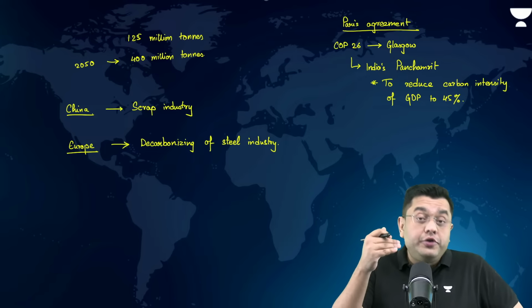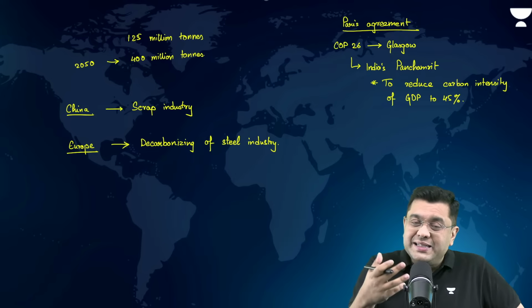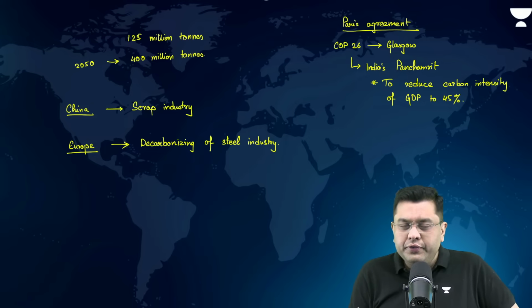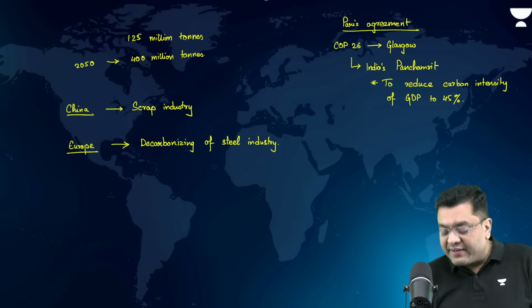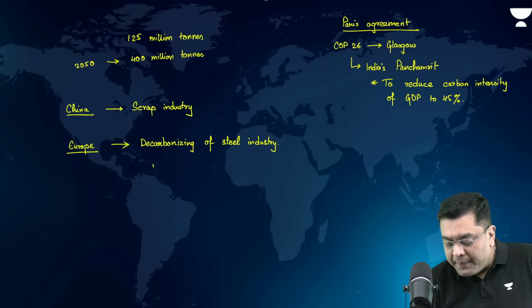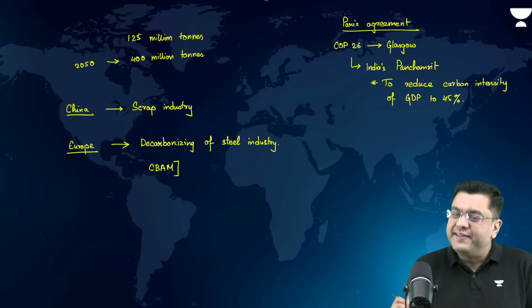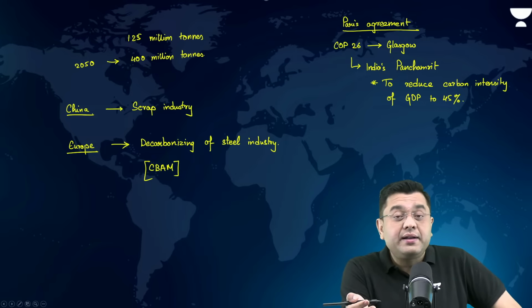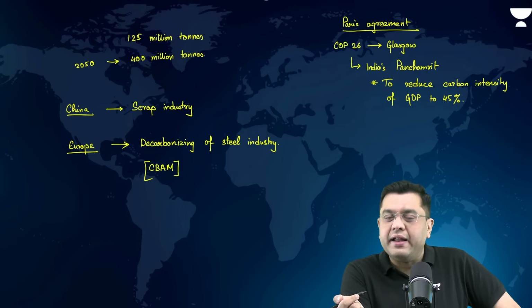Now that Europe is able to manufacture steel with a lesser amount of emissions, that is where Europe has imposed the carbon border adjustment mechanism, CBAM. What is this CBAM? It is like a tax. It is like a tariff.